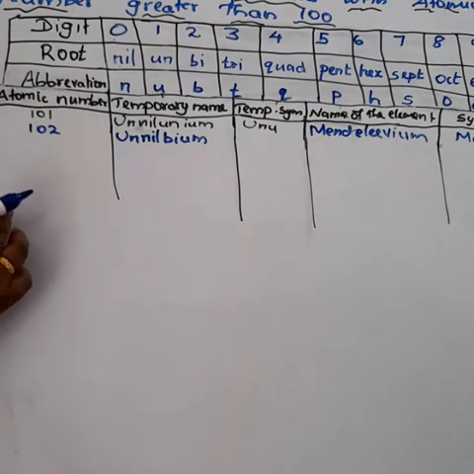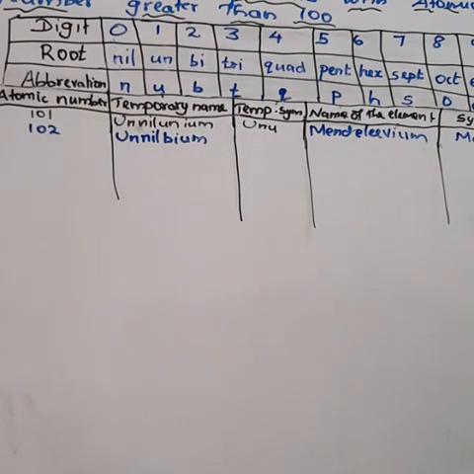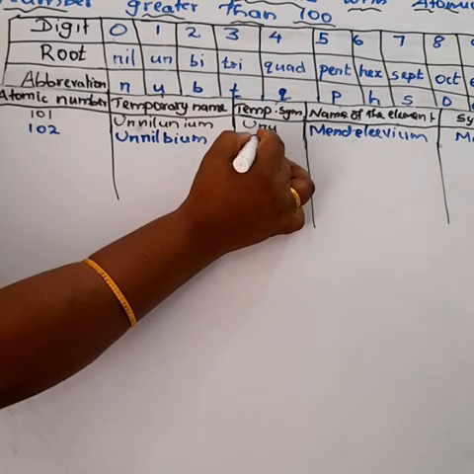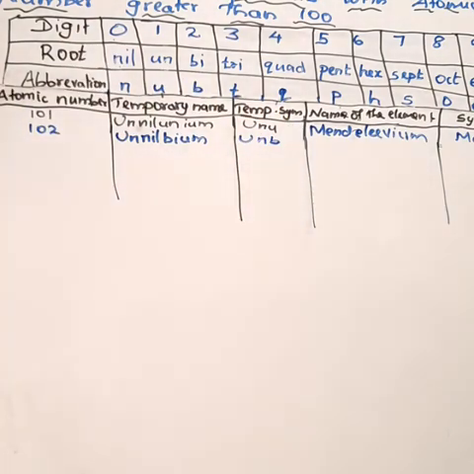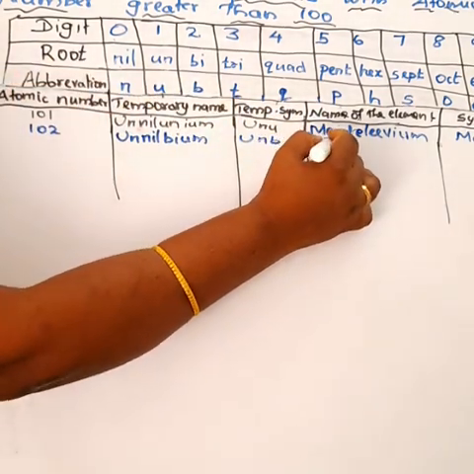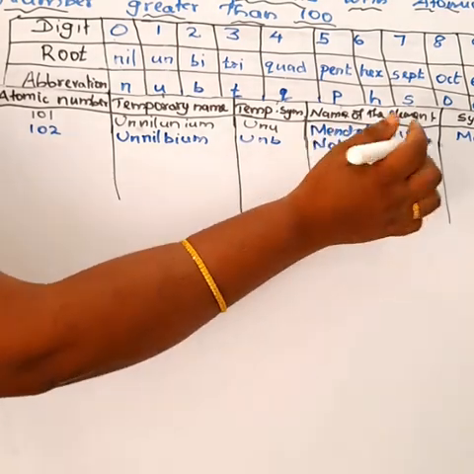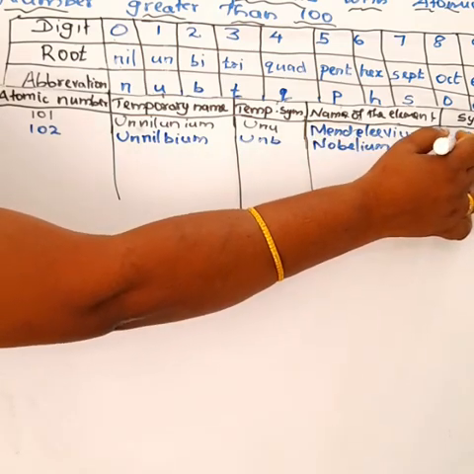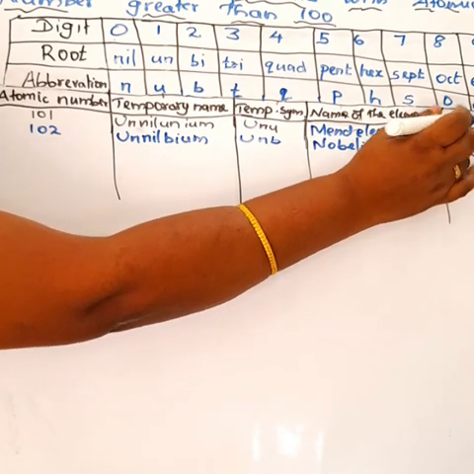So how can we write un, nil, bium. Okay. What is the temporary symbol? U for un, N for nil, and B for bi. What is the element name here? 102. What is the element name? Nobelium. What is the symbol here? Nobelium means No.